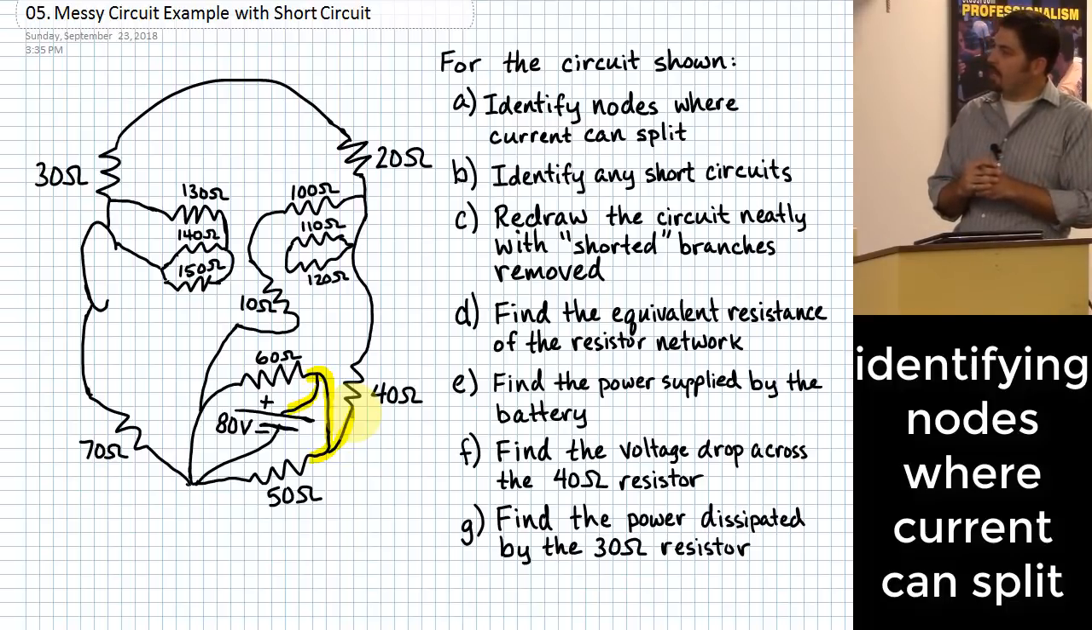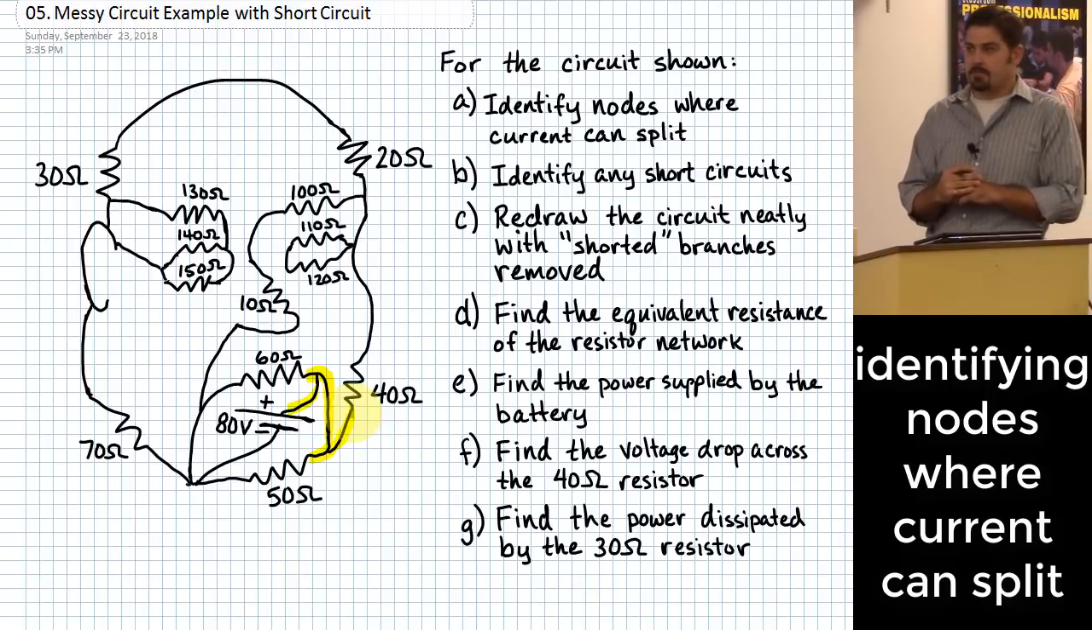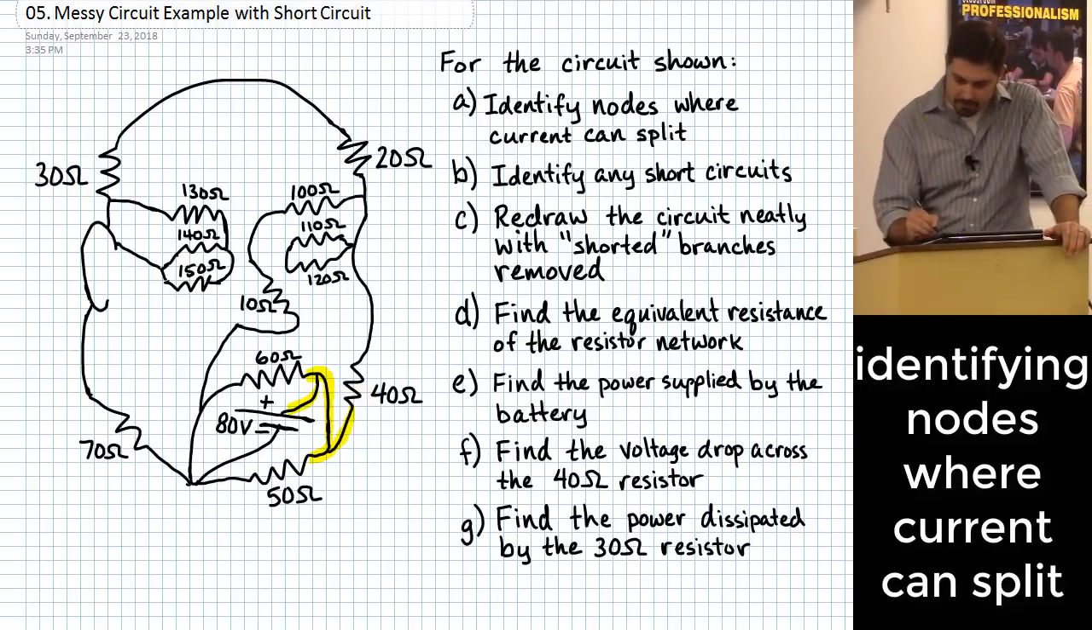And so all that yellow stuff that I just drew right there is a node, and it's one where current can split because it has multiple branches. Does that make sense? Where else do I have a node?